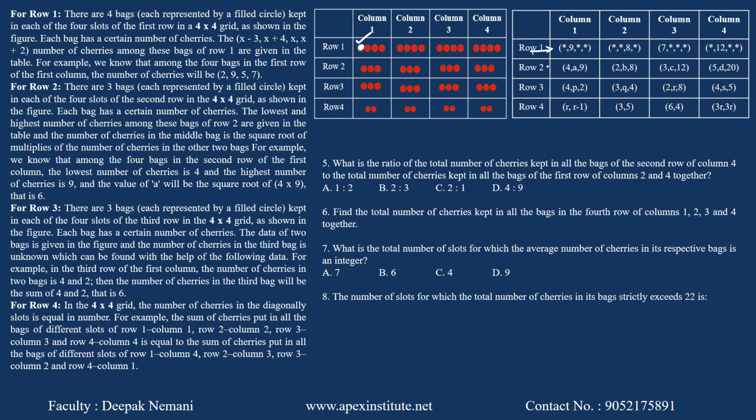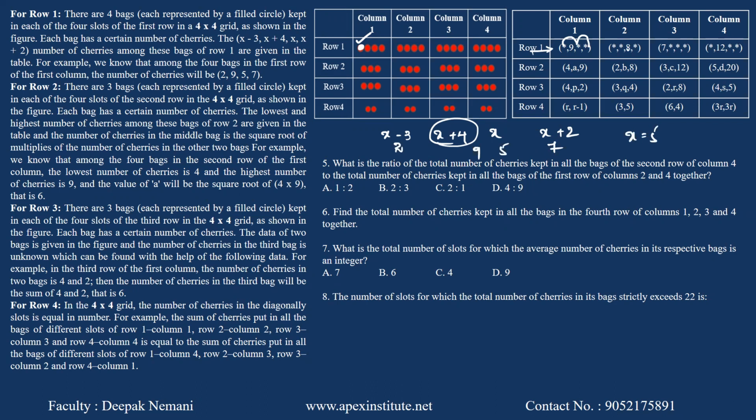So how did you get these 3 values? Because the number of cherries in these bags will be in the order x minus 3, x plus 4, x and x plus 2. It is given that this bag has 9 cherries in it, so x plus 4 will be equal to 9. So the value of x is equal to 5. So this will be 2, this will be 5, and this will be 7.